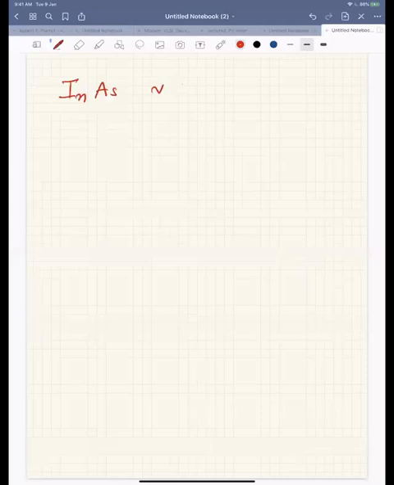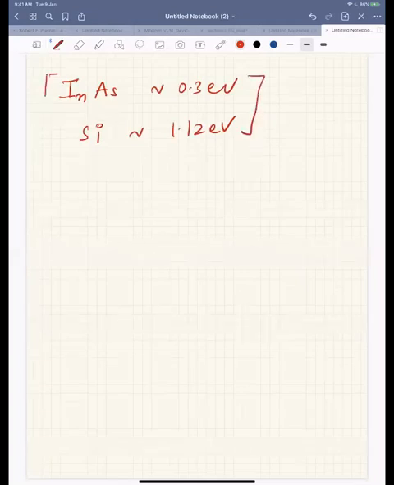So let's say indium arsenide. Indium arsenide has a band gap of almost 0.3 electron volt, and silicon has a band gap of around 1.12 electron volt. So at room temperature, which semiconductor has more electrons? Is the concentration of electrons higher in silicon or indium arsenide?